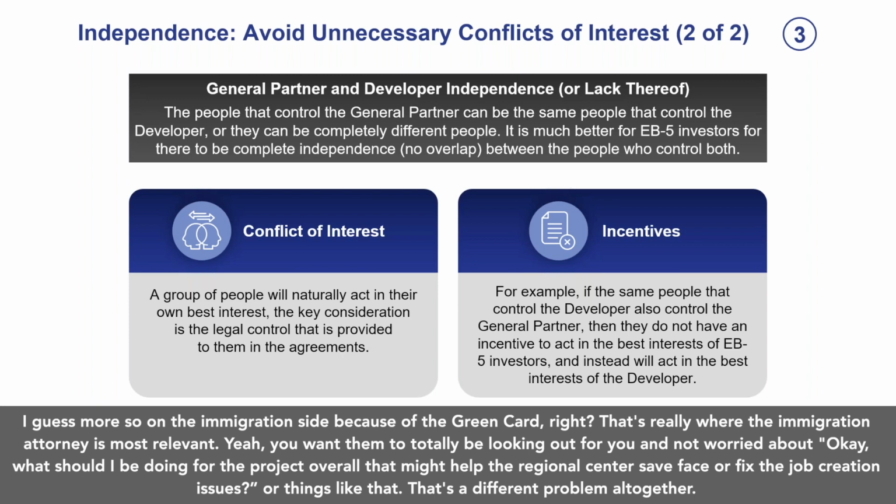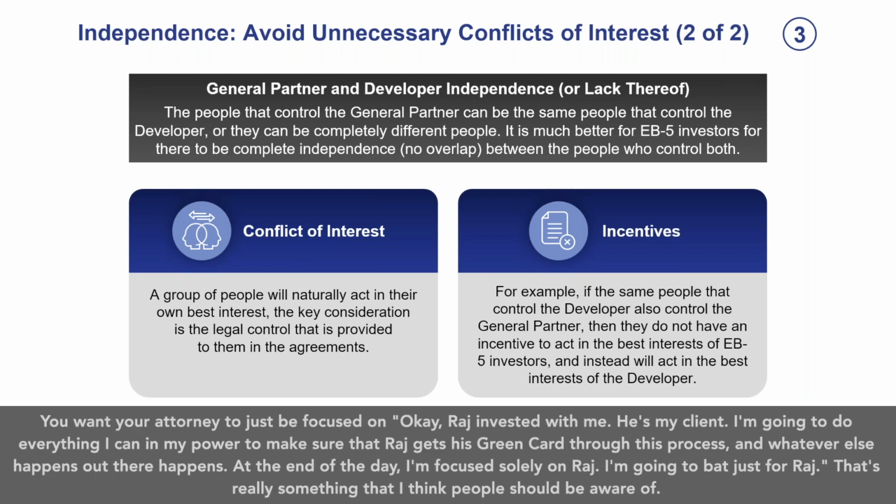Yeah, you want them to totally be looking out for you and not worried about what they should be doing for the project overall that might help the regional center save face or fix the job creation issues or things like that. That's a different problem altogether. You want your attorney to just be focused on, okay, Raj invested with me. He's my client. I'm going to do everything in my power to make sure that Raj gets his green card through this process, and whatever else happens out there happens. At the end of the day, I'm focused solely on Raj. I'm going to bat just for Raj. So that's really something that I think people should be aware of.